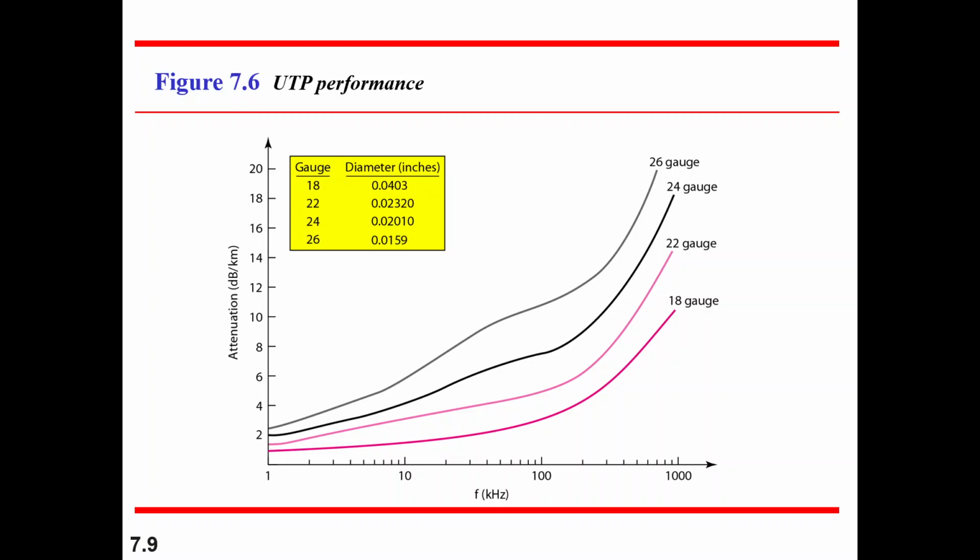Performance. One way to measure the performance of twisted pair cable is to compare attenuation versus frequency and distance. A twisted pair cable can pass a wide range of frequencies. However, with increasing frequency, the attenuation, measured in decibels per kilometer (dB/km), sharply increases with frequencies above 100 kilohertz. Note that gauge is a measure of the thickness of the wire.